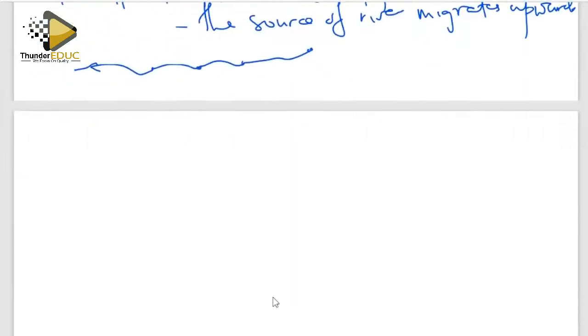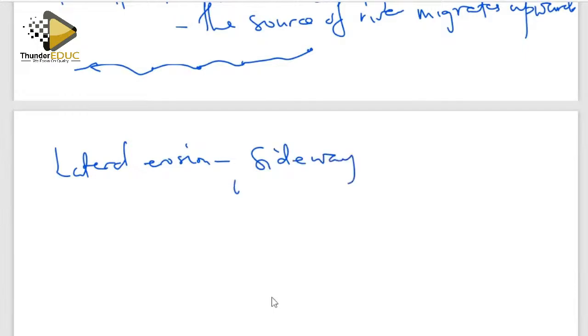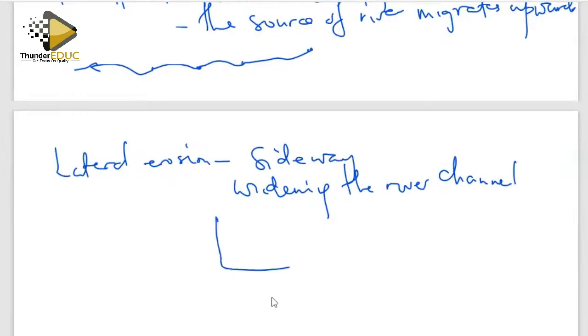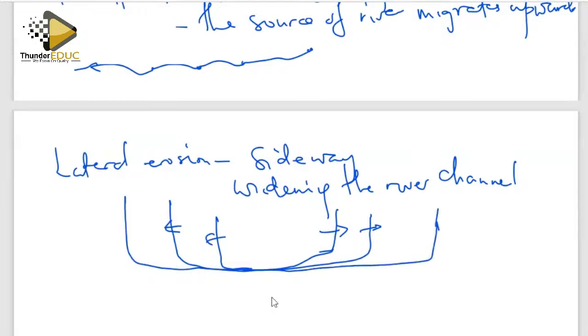We have other types of erosion besides headward, just for clarity purposes. We have what we call lateral erosion. Lateral erosion is sideways. It is responsible for widening the river channel. When a river channel becomes wider and wider, it means the erosional processes are happening sideways. Let's say this is the initial channel and there is erosion happening on either side. Maybe next season, the river is now here, it's now wider. And with increased erosion on the sides, the river channel will end up like this. It's getting wider and wider.